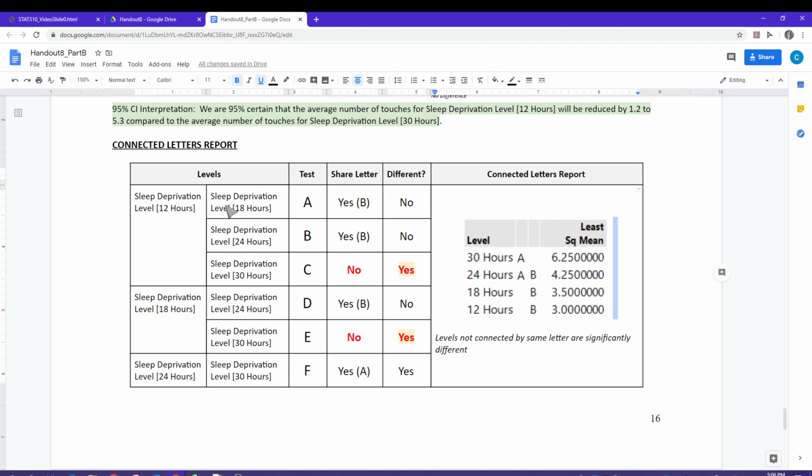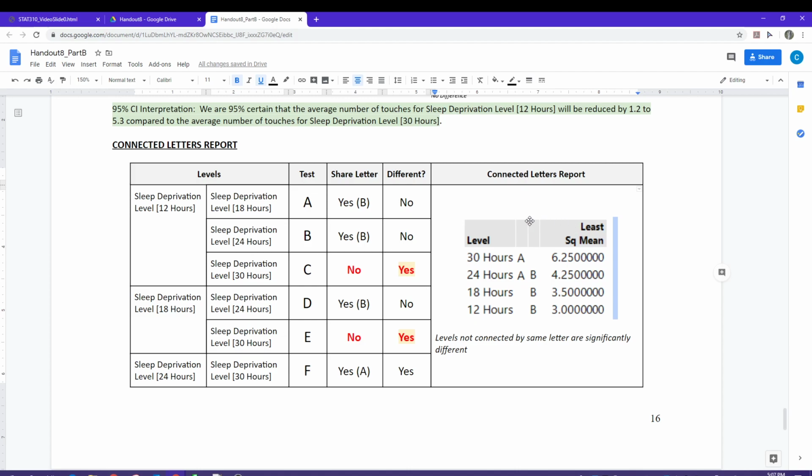So let's look at 12 versus 18. 12 and 18 both have a B. They share a letter, so they're not different from one another. How about 12 and 24? Looking at level 12 compared to level 24, yep, they share a letter, also B, so they're not significantly different from one another. 12 and 30, though, if I look at level 12 has a B, level 30 only has an A. So they do not share a letter, so they would be different from one another.